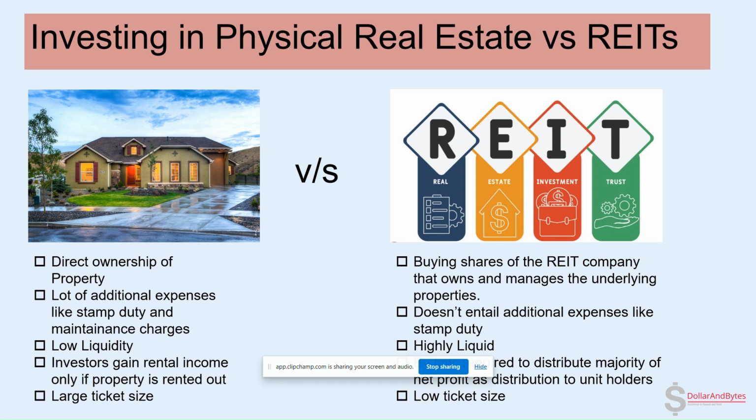The next key difference is that when an investor is investing into a physical real estate, and let's say the property is not rented out, the investor doesn't gain any property income. While in case of a REIT, because the underlying is a pool of property and not just a single property, even if a single property is not rented out, the investors still get to enjoy distributions because some part of the property is still rented out.